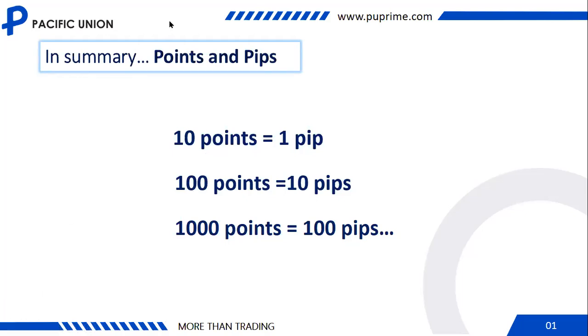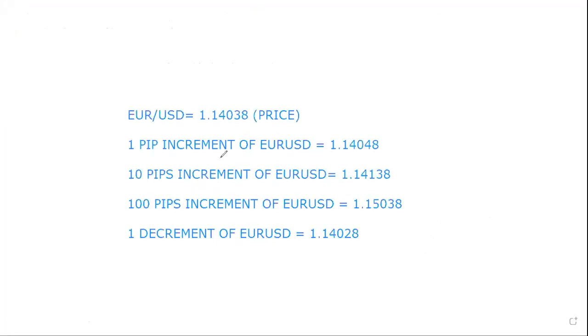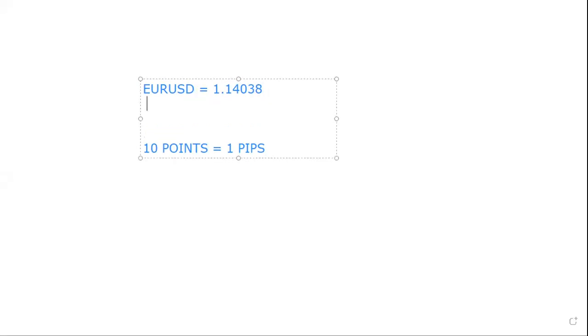So don't forget what it means if you have to call this trade like this. Let's go to the whiteboard. If you have Euro USD at 1.14038, what it means is that 10 points equals one pip. It is still the same. Remember I said this is the point, so the 8 is the point. So 10 points equals one pip.